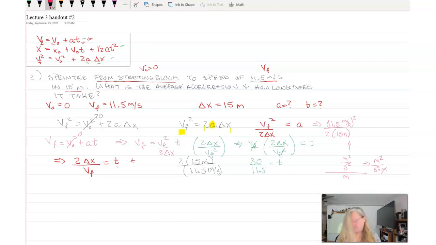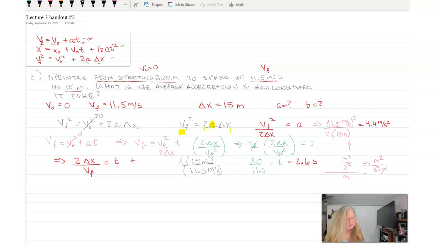So that's nice. So let's see what the answer is. So 11.5 squared divided by 30. So this one gives me acceleration of 4.4 meters per second squared. And this gives me time equals 30 divided by 11.5, 2.6 seconds.